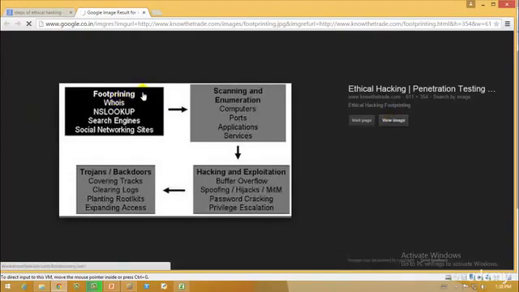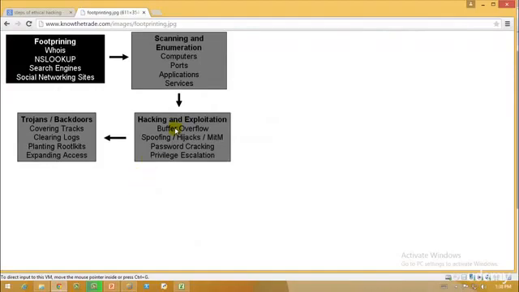The first thing we would be looking at today is footprinting: whois, NS lookup, search engines, and social networking sites. After that, scanning and enumeration, that is, computer ports, which ports are open and which are not, and what the application services are. Then trojans and backdoors, viruses, and finally hacking and exploitation, which covers buffer overflow, spoofing, and different types of attacks, including even DDoS. That is not shown here as of now, but these are the things I would be teaching you.